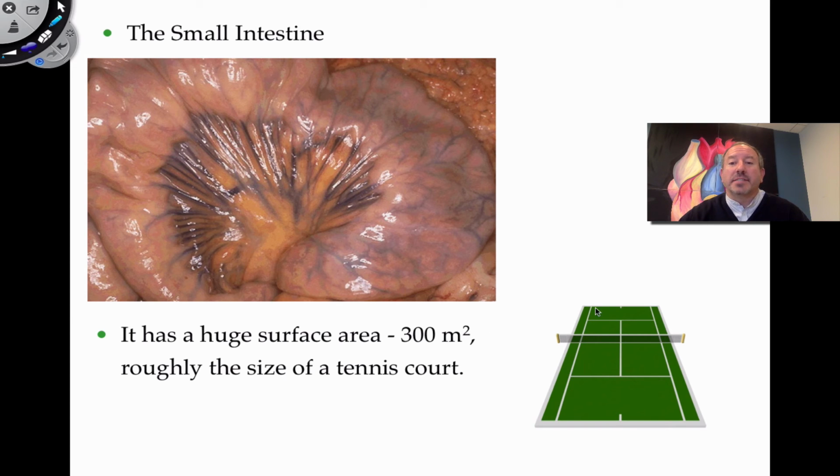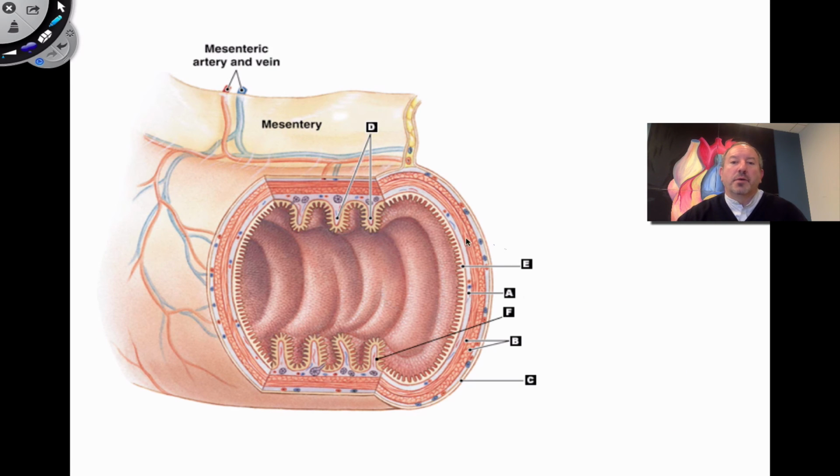That's incredible. That's like the surface area of a tennis court in your body. I'm like, whoa. Well, here's the food. This is sort of a look inside the small intestine. The food's traveling in here, and the goal, again, is to be absorbed through diffusion into the bloodstream.